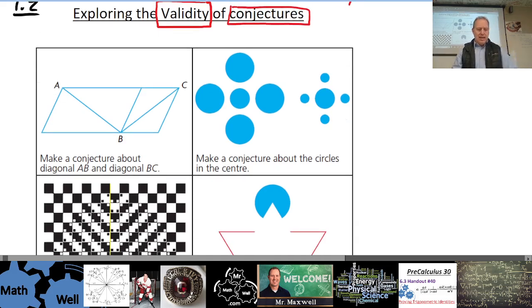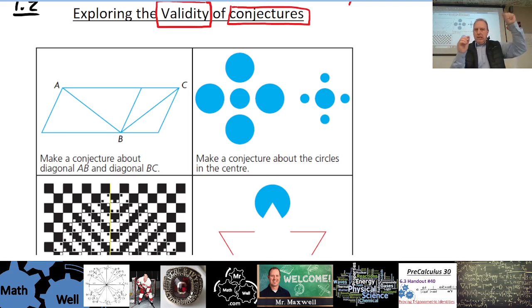All right, let's take a look at these pictures on page 16 in your textbook. Are you guys ready? You with me? Look at this one. Make a conjecture about the diagonal AB and diagonal BC. You're just looking at this and making some conjecture about it. How does it look? What does it appear like to you? And how can we check it? Don't do any measuring right now. Just look at that. How does AB, that diagonal, and BC, that other diagonal, compare, do you think?